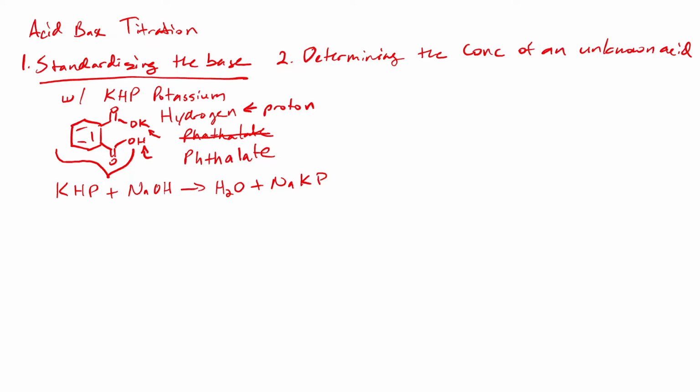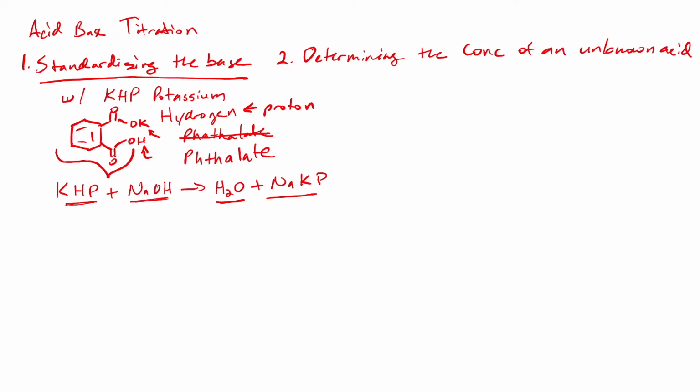And so notice we have here what we're calling our acid, which is KHP, and our base, sodium hydroxide, and we add them together in a neutralization reaction, and we get water and a salt, right? So always remember that a neutralization reaction will always end up with water and a salt, right?